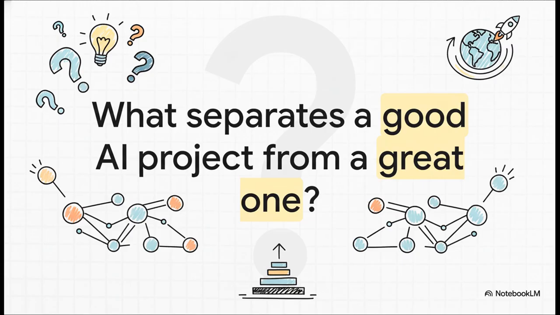And that kind of leaves us with one final big question to think about. If pretty much every AI team out there is using this exact same fundamental blueprint, what is it that separates a good AI project from a great one? The kind that really changes the world. Is it just having more data? Is it a slightly better algorithm? Or is it something else entirely?